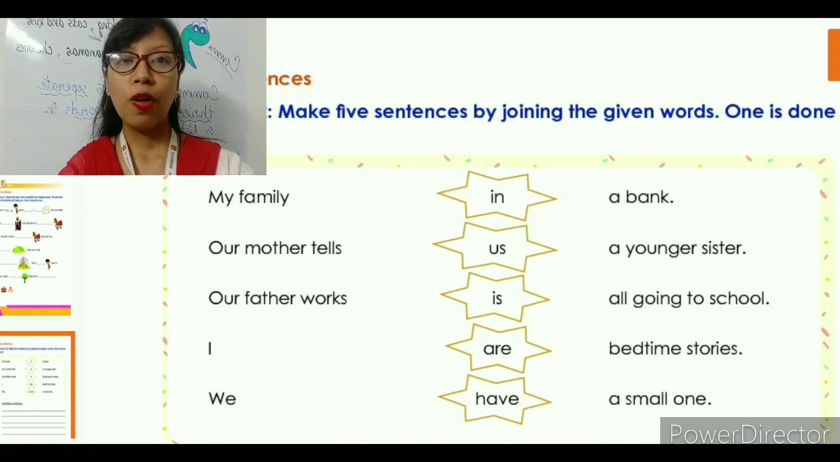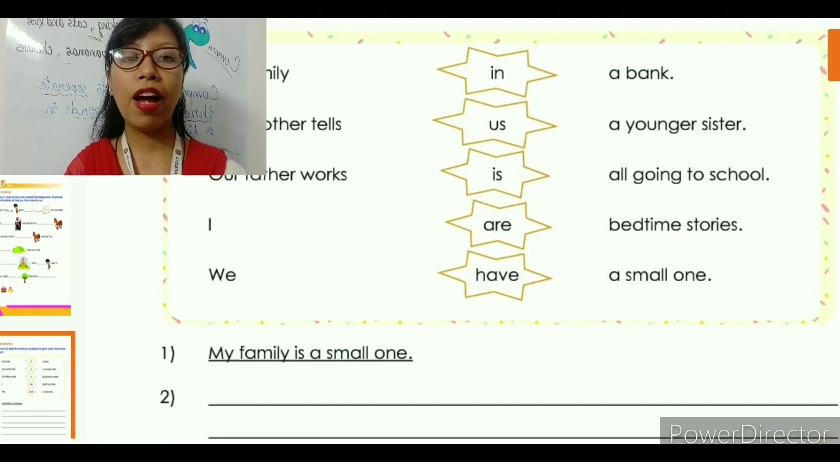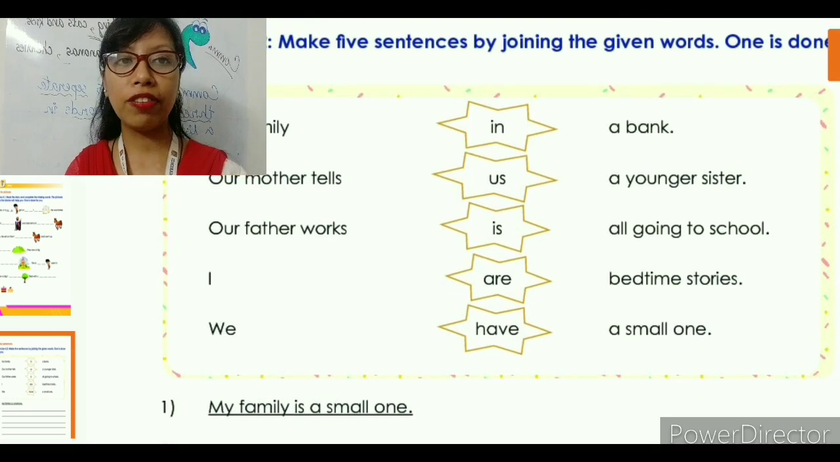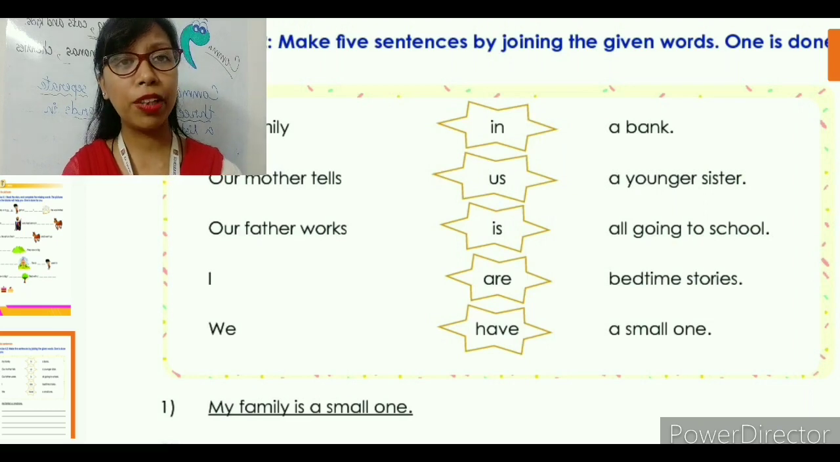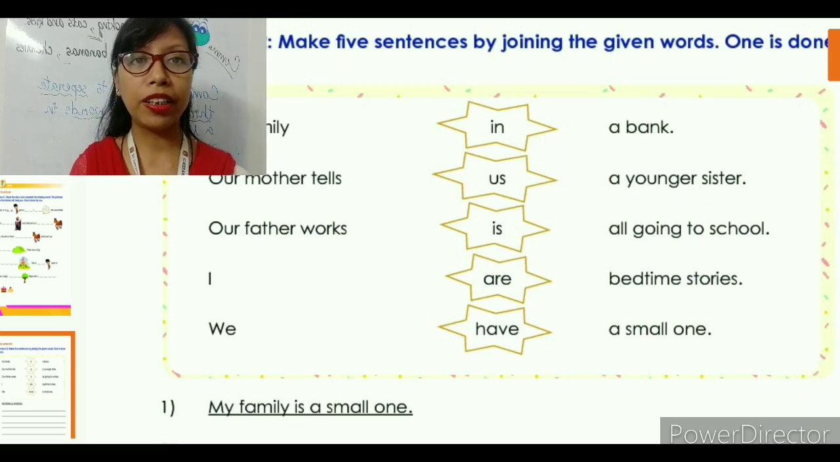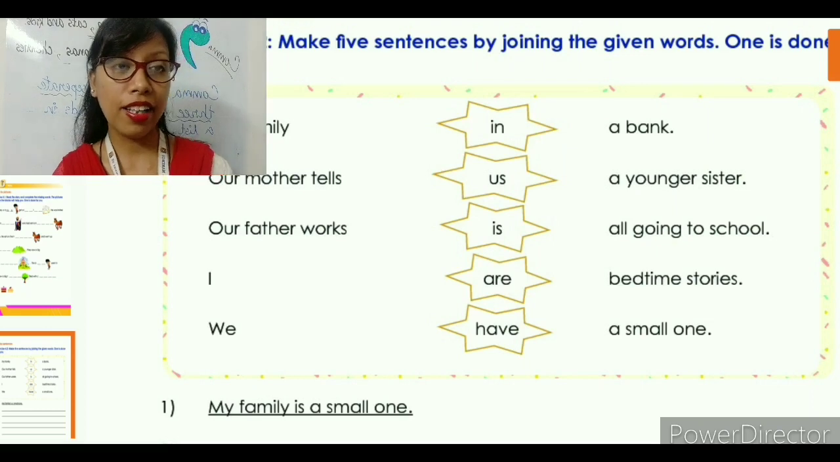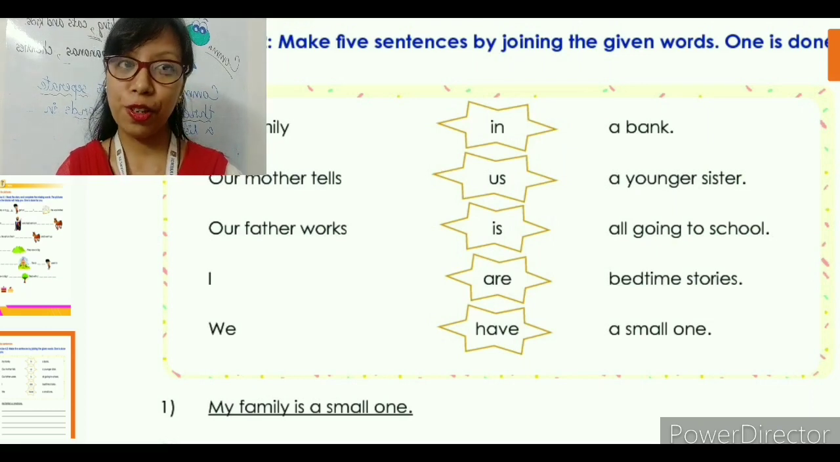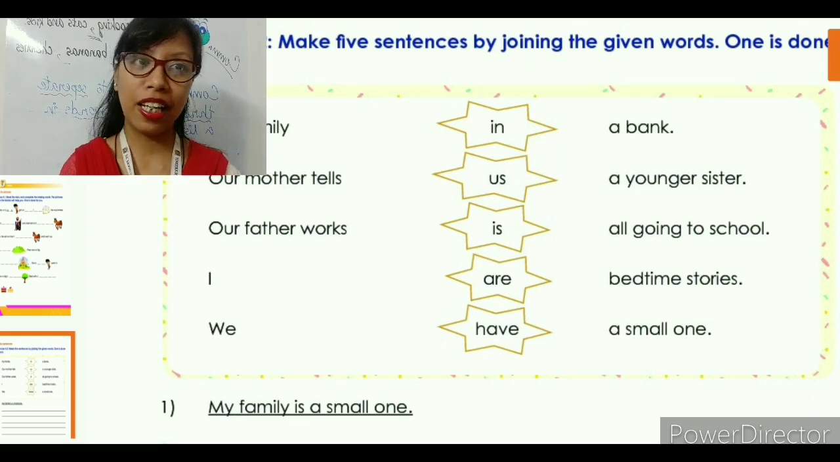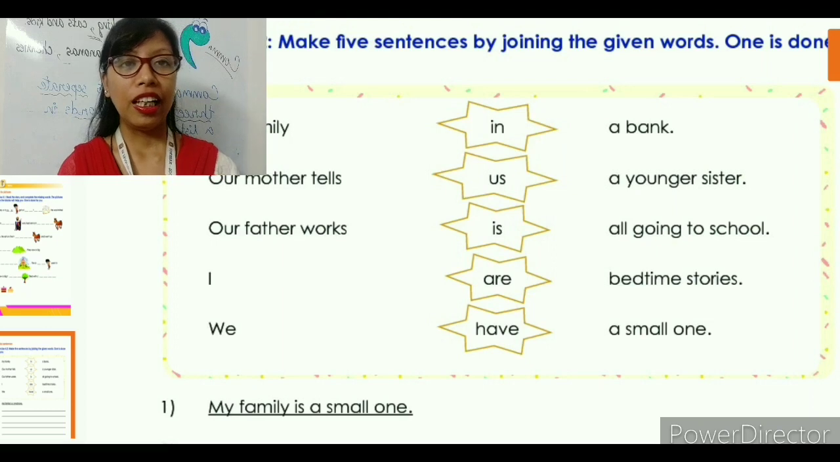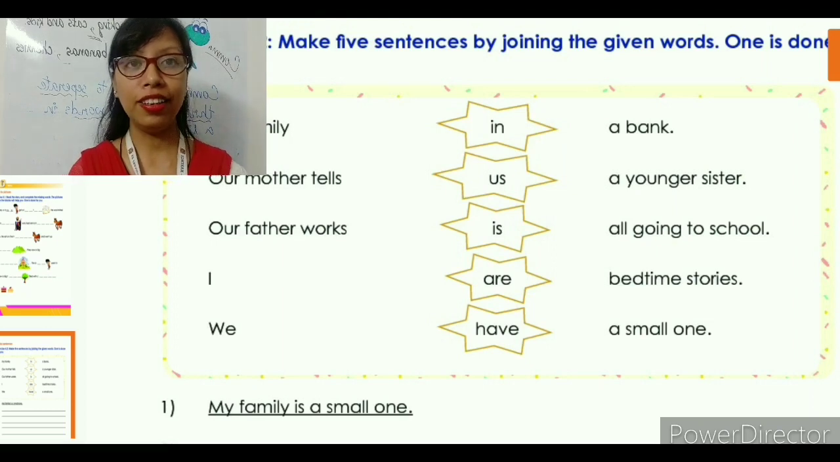Will you be able to do it? One is already done for you here. My family is a small one. So my family is already there. Is we have taken from the middle and a small one from the right side. In the same way we can do the next one, our mother tells, right? Our mother tells. You can use us. Our mother tells us bedtime stories. Is it correct? Yes. Our mother tells us bedtime stories. So in this way you have to do the other ones.